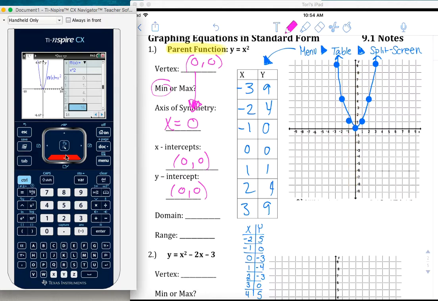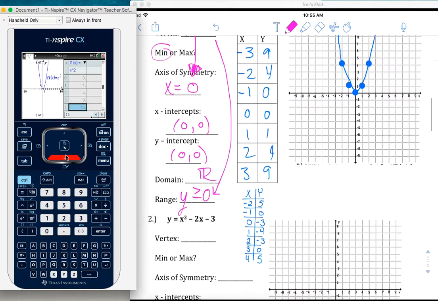Domain, we get lucky. Same answer all the time, all real numbers. The range is when we steal the y value. So we're going to say y is greater than or equal to 0 because our graph is going up from the vertex. Okay? That is your parent function. That's actually going to be one of the problems in your homework. We want to have that answer pretty much memorized. Okay? Let's go on to number 2.